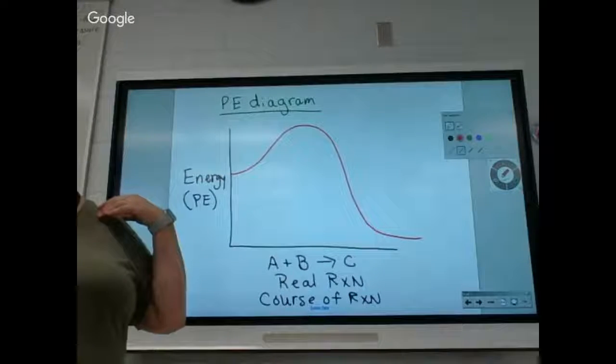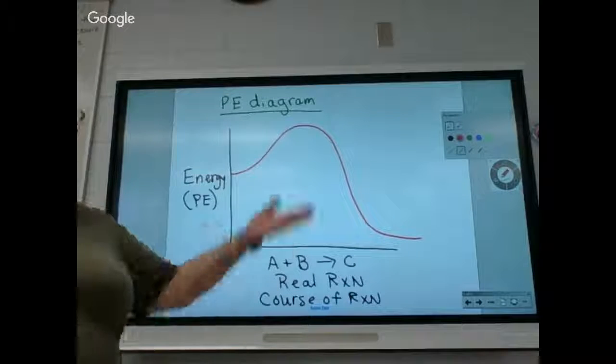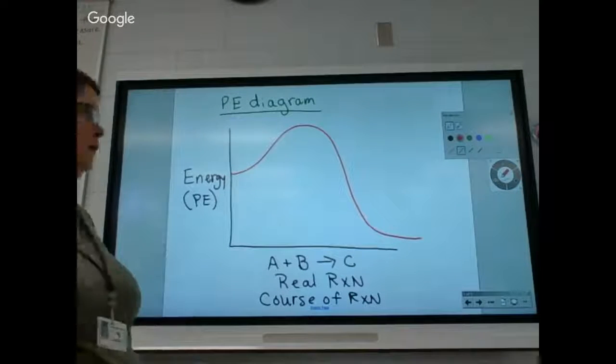Somebody better start putting some money on my desk for some alpacas. What's on the left side again? The reactants.